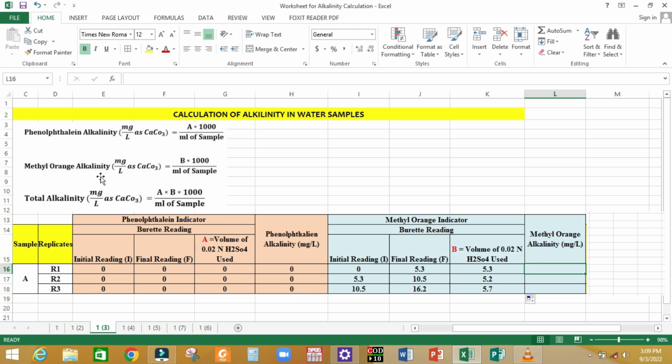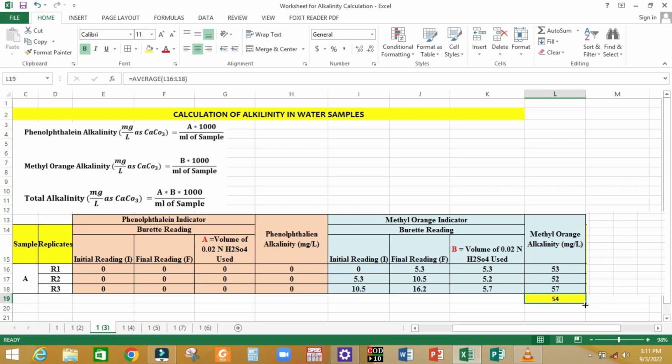So methyl orange alkalinity is B into 1000 divided by ml of sample. We just have to put an equal sign here. B is this value, into 1000, divided by ml of sample, and we use 100 ml, so it will be 100. So it will be 53 milligrams per liter for replicate 1, 52 milligrams per liter for replicate 2, and 57 milligrams per liter for replicate 3 respectively. From here then we can take the average. So the mean concentration of alkalinity in the sample we analyze is 54 milligrams per liter.